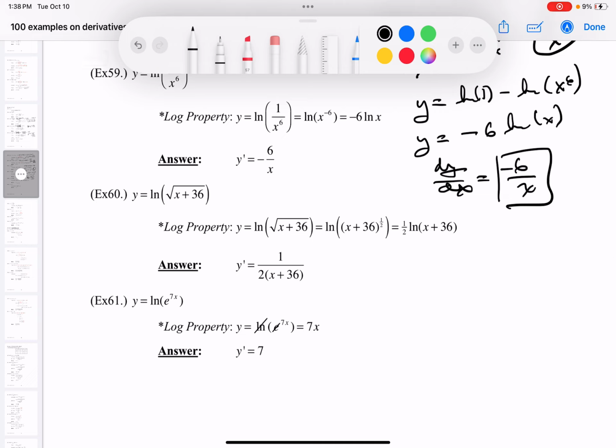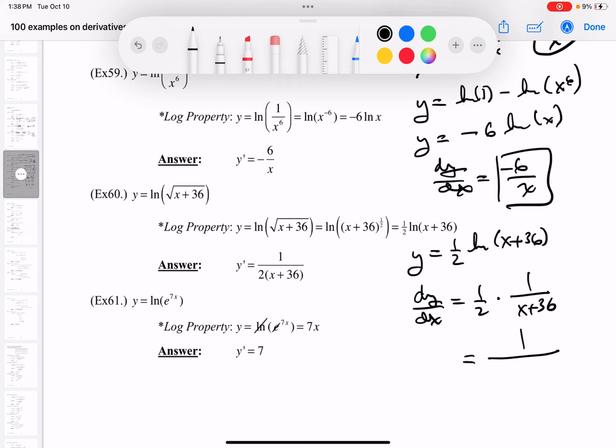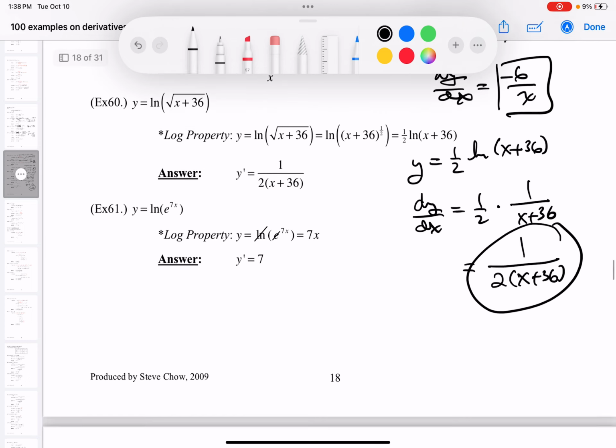This one over here, number 60, what I would be doing is, again, using rules of logs, it's going to be y equals 1/2 the natural log of x plus 36. It's a very simple rule of logs, by the way. Dy dx would be 1/2. Well, the derivative of that natural log is 1 over its argument, and the derivative of the argument is just 1. So what do you get over here? You get 1 over 2 times the quantity x plus 36. All right? Let's keep moving.